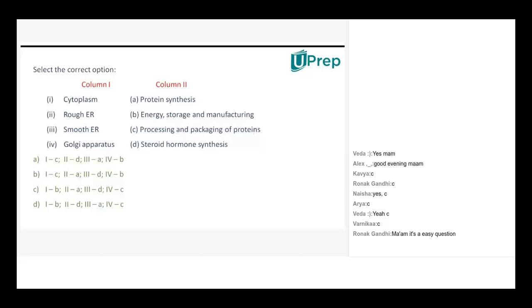You have a question like this. First go for the answer according to the easiest matching. Easiest matching among all these is rough endoplasmic reticulum, isn't it? So match rough endoplasmic reticulum to protein synthesis. Then smooth endoplasmic reticulum, as per the classes, you know very well, is steroid hormone synthesis. If 2 and 3 in column 1 are matched, then you will get the answer. Isn't it? Okay, fine. Then, next question.